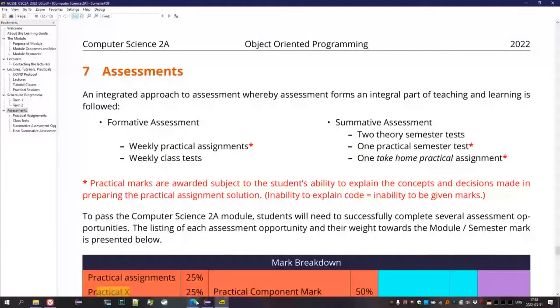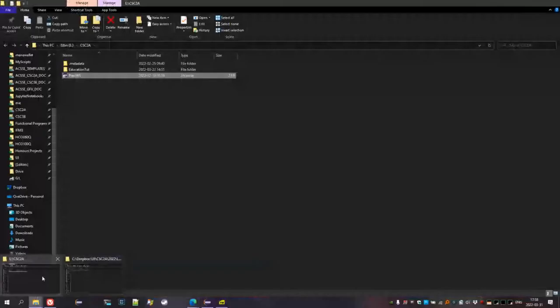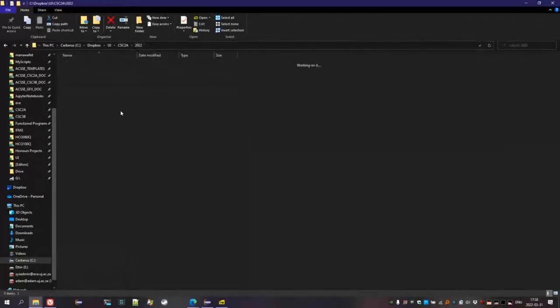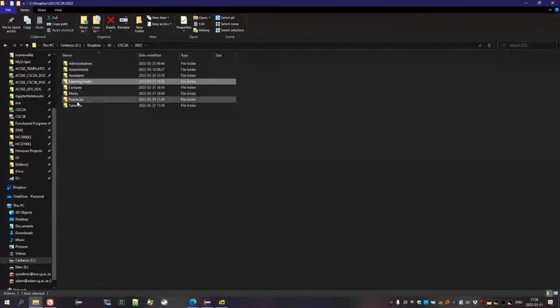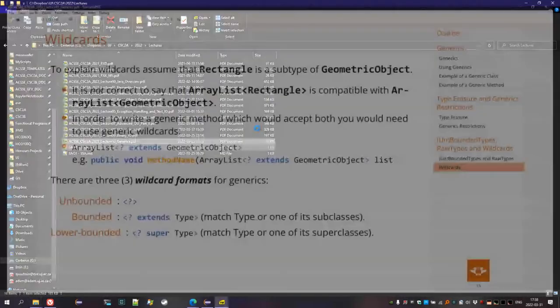Okay, so, right, no other questions. So one question that I did see there, which we need to talk about, is bounded classes. So let's go have a look at the lecture, and then we'll have a look at code for it as well.